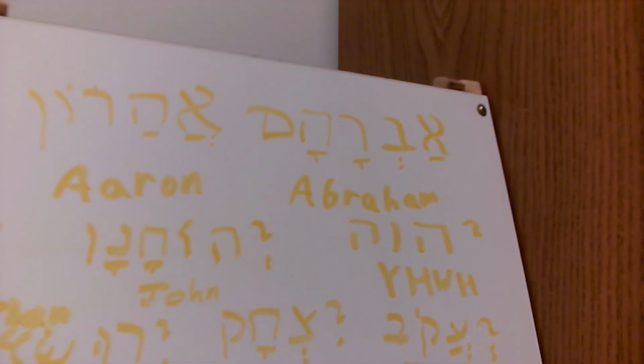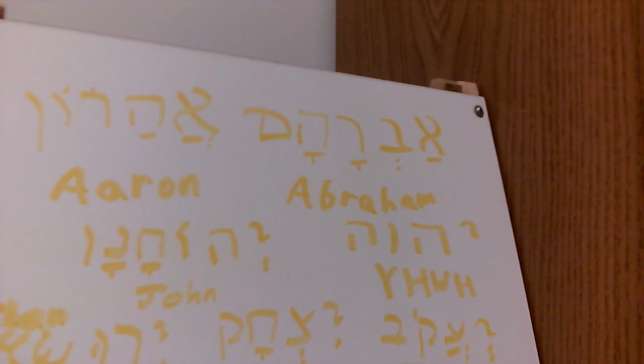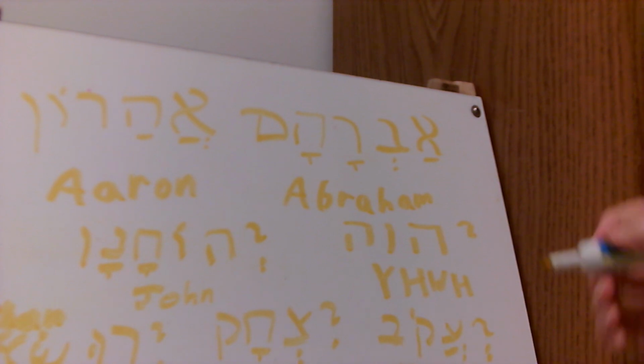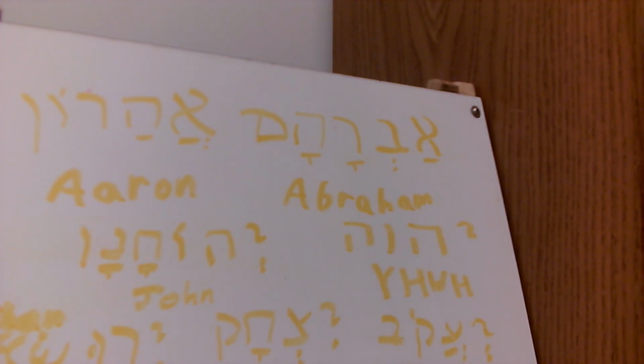So as you can see here, we have Yod He Waw He as the divine name. I did not write vowel points on it because we do not know the vowels. Our best guess is Yahweh, but we don't actually know.